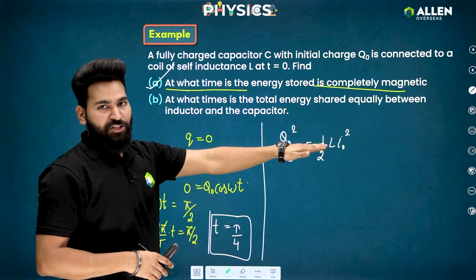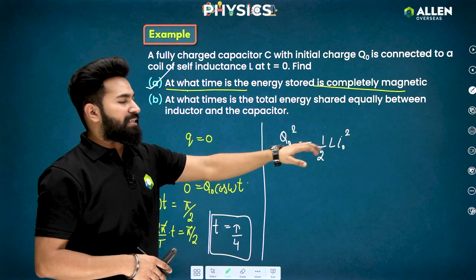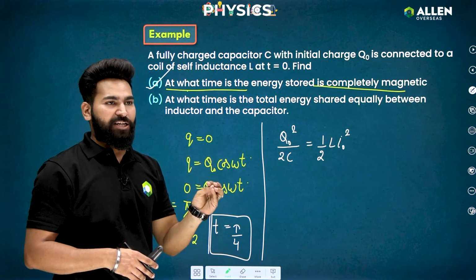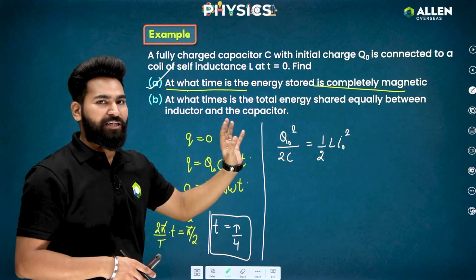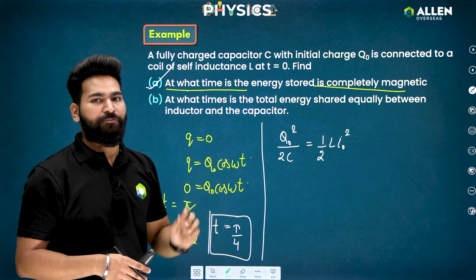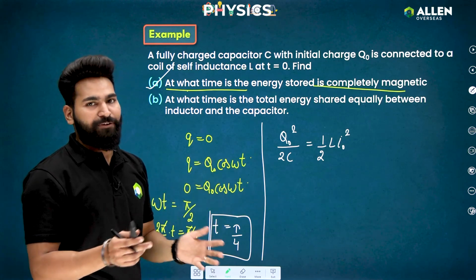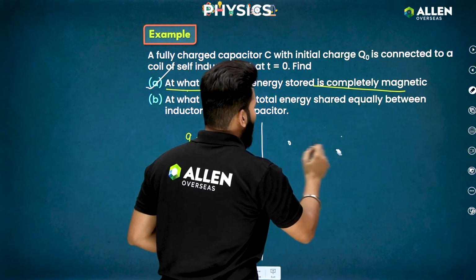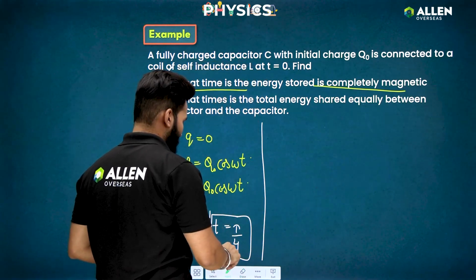The energy is getting shared equally. Right now I'm writing the expression of the maximum energy, and if it is getting shared equally, that means the energy that will be available in the capacitor will be exactly half of the maximum energy, because if it is getting shared equally, the energy will be half at that moment in the capacitor.